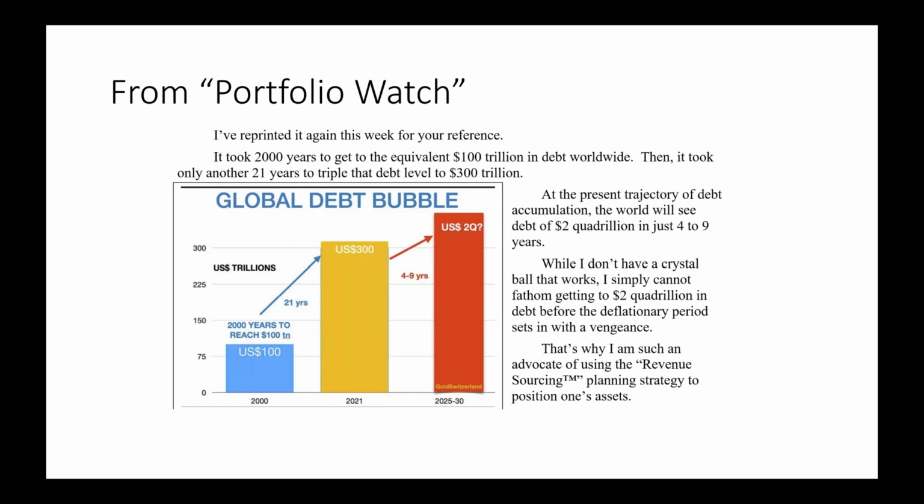Now, at the present trajectory of debt accumulation, we're going to go from 300 trillion to 2 quadrillion in just 4 to 9 years. So it tripled in the last 21 years. In the next 4 to 9 years, it should go up 600 to 700%.